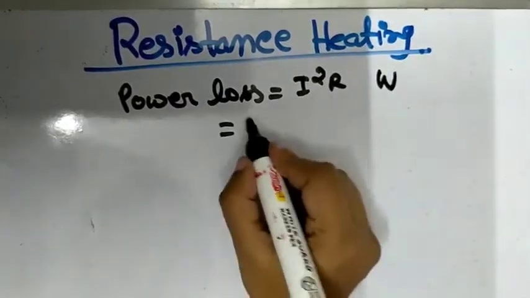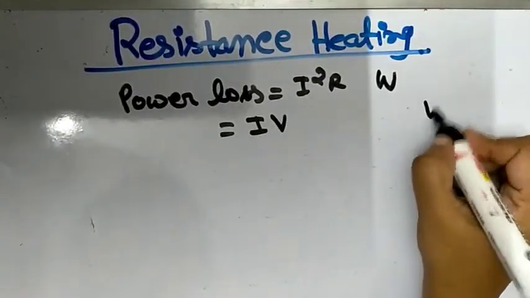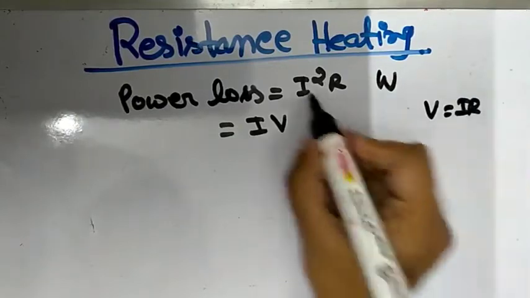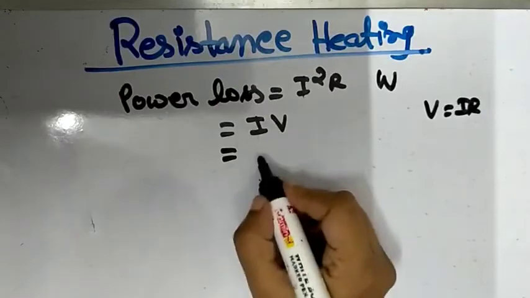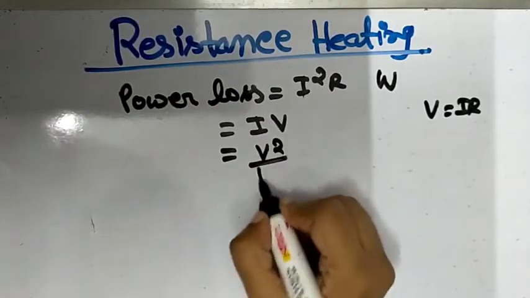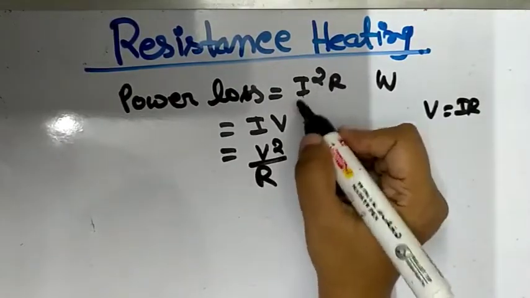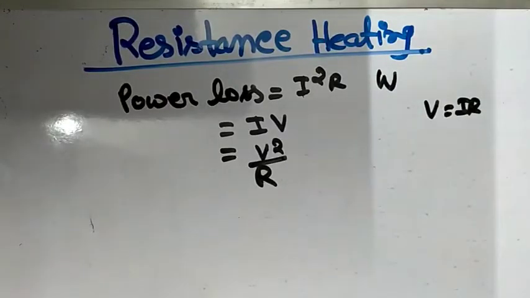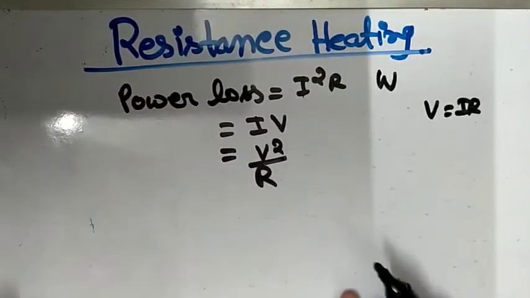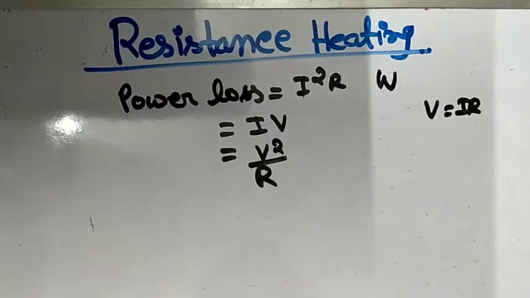This is equal to I into V, because V is equal to I into R. So in place of I into R we can write V. And this is equal to V square by R, because I square is equal to V square by R square, R and R cancel out. So the power loss we can write as V square by R also, where R is the effective resistance of the element.